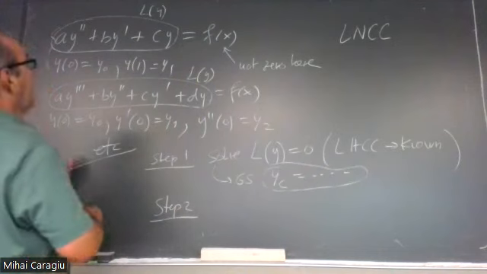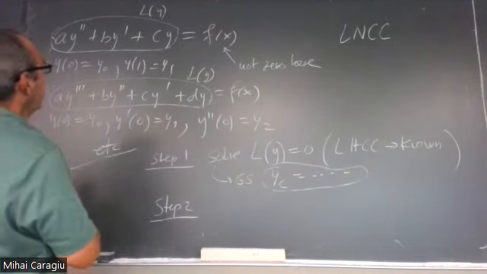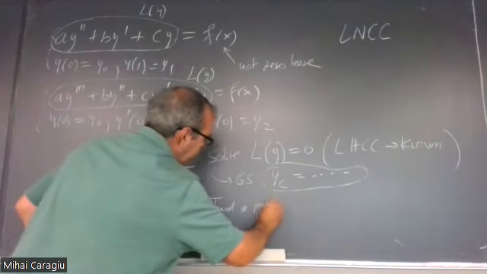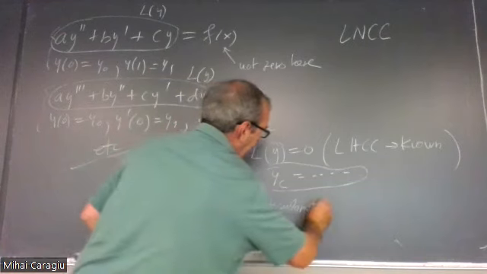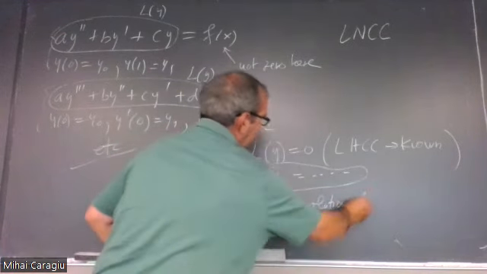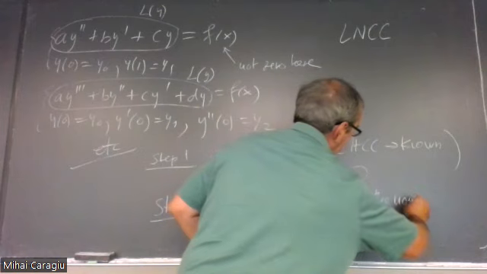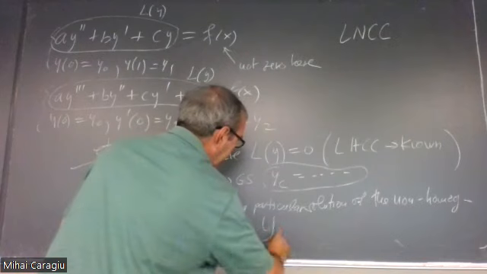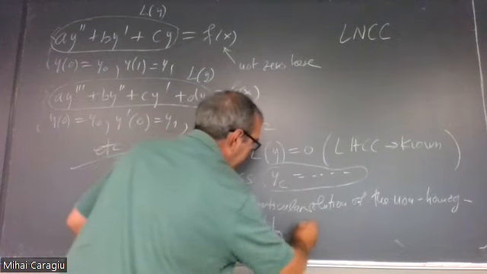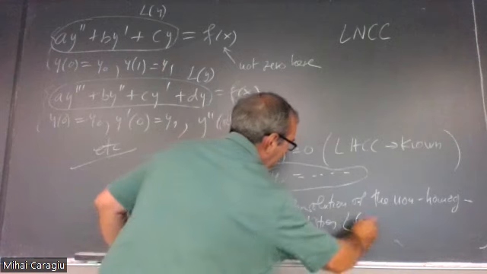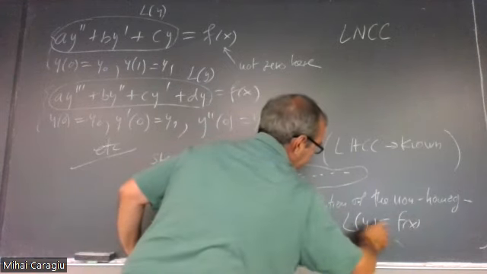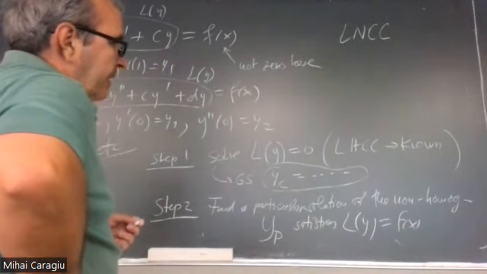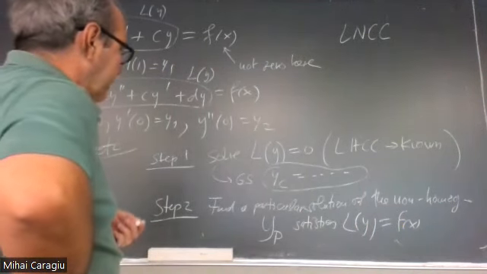And step 2, find a particular solution of the non-homogeneous equation. A particular solution is called y sub p. y_p satisfies L(y) = f(x). So take a very close look at the reading materials I sent you. So the theory is there.